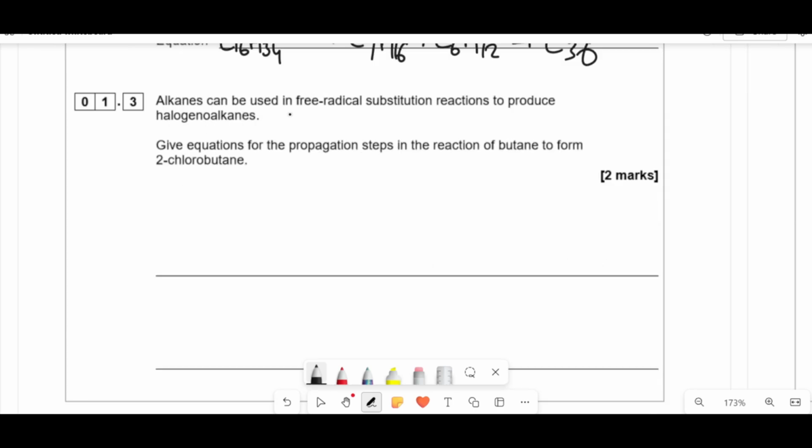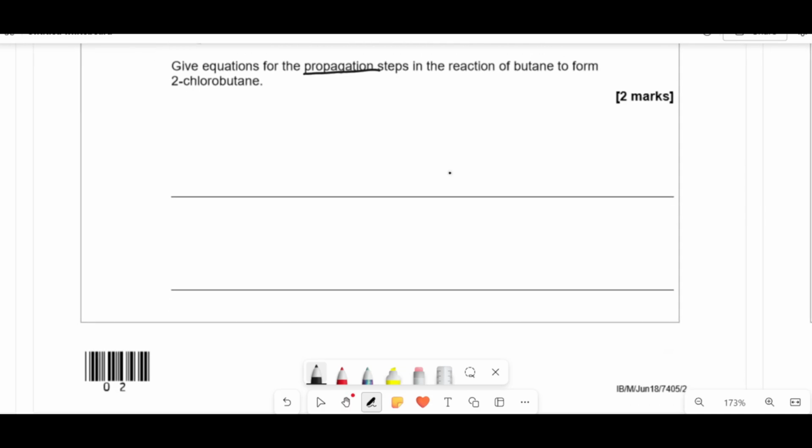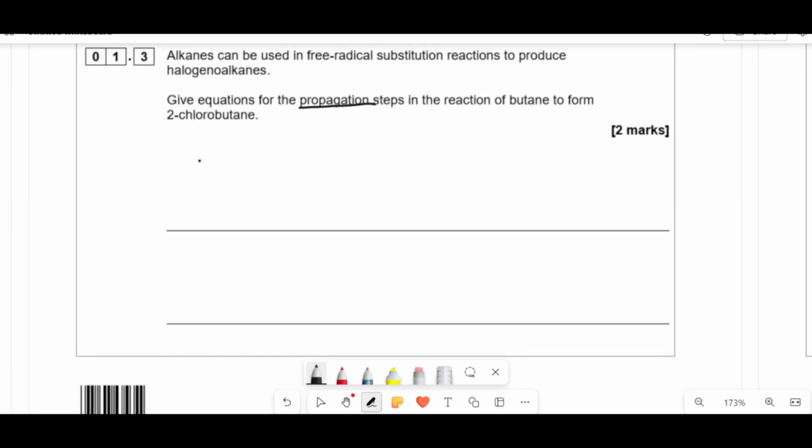There you go. So alkanes can be used in free radical substitution reactions to produce halogenoalkanes. Give the equations for the propagation steps in the reaction of butane to form 2-chlorobutane. So here, a lot of people just gave ambiguous radicals or just didn't even know where to put the dot. You need to be crystal clear on which carbon atom has that radical when it's formed, right?